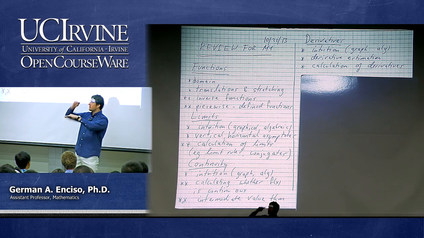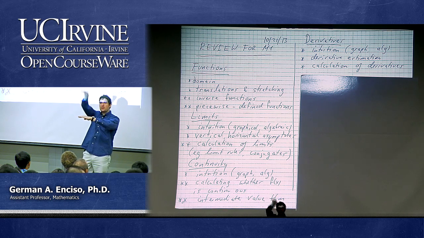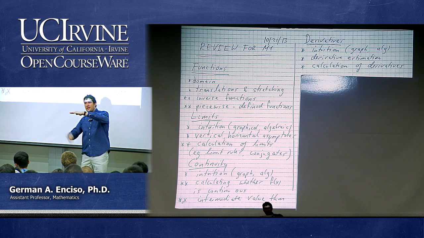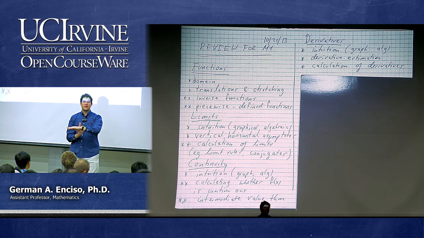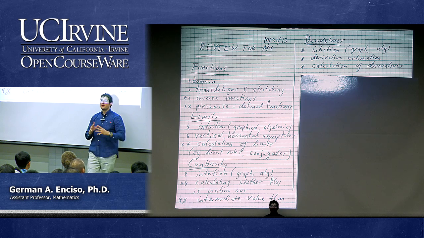1 over x looks like two curves like this, but it actually doesn't have any point for x equals 0. At x equals 0, there is no value for the function. You can see that graphically. So x equals 0 is not part of the domain.